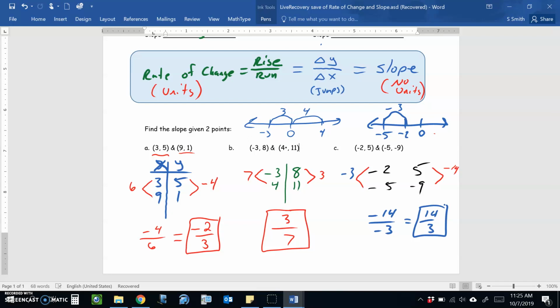Hey, another way to check. Are we sure it's positive? What if I was to plot these points? -2, 5, and then -5, -9. If I was to connect those two dots, which way is that going? It's going up. Right? So yeah, it's a positive slope.